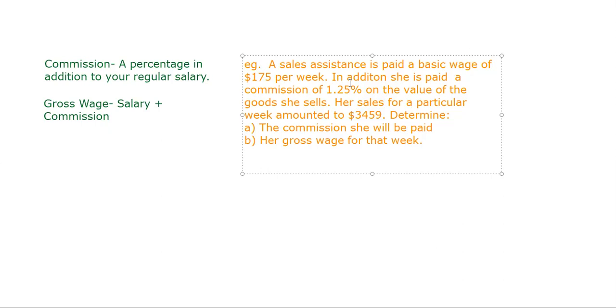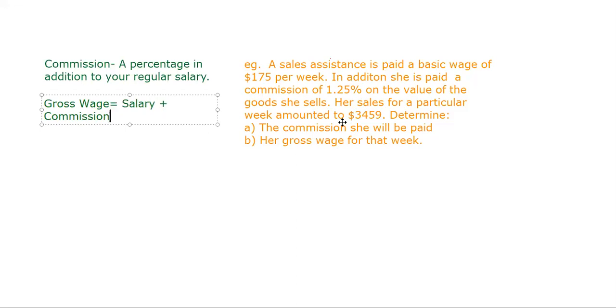So if your sales for the month is 50,000 and they tell you that you're getting a 5% commission, you're getting your regular salary, however much that is, plus you have to work out 5% of 50,000, and then you add it to your salary, and your gross wage will be your salary plus your commission.